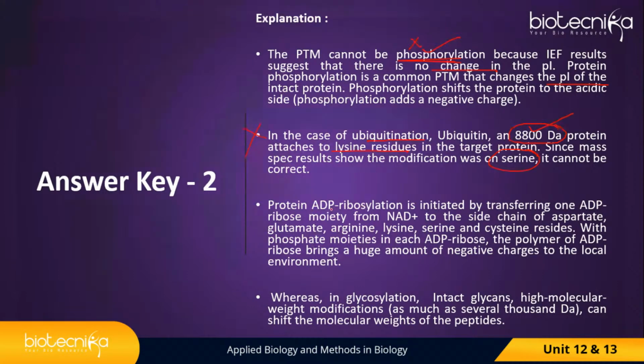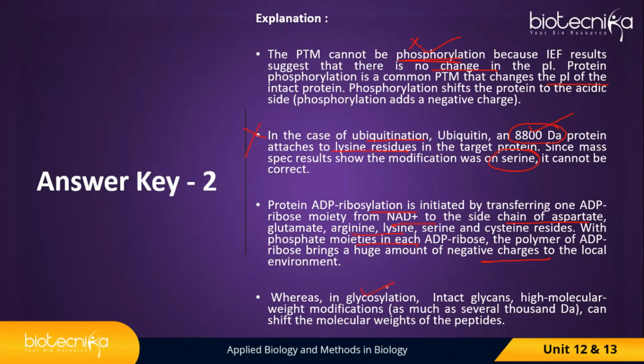Then ADP ribosylation. It is initiated by transferring one ADP ribose moiety from NAD plus to the side chain of aspartate, glutamate, arginine, lysine, serine, and cysteine residues. Obviously, the phosphate moiety in ADP ribose will bring a huge amount of negative charge to the local environment. So again, this cannot be the answer.